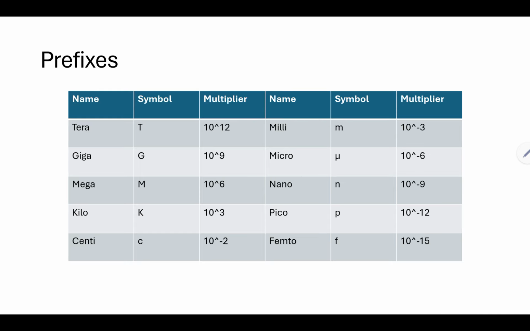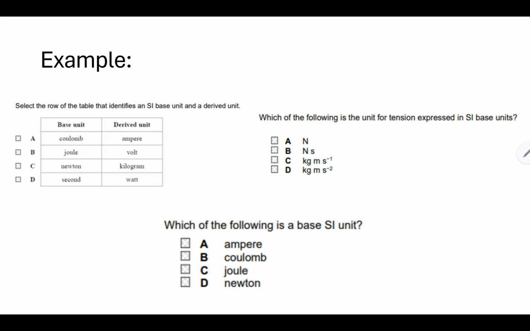SI and derived units will be paired up with a suitable prefix if necessary. These are all the prefixes we could have. They go all the way from tera, which is 10 to the power of 12, to femto, which is 10 to the power of minus 15. Now we'll be going over some example exam questions.